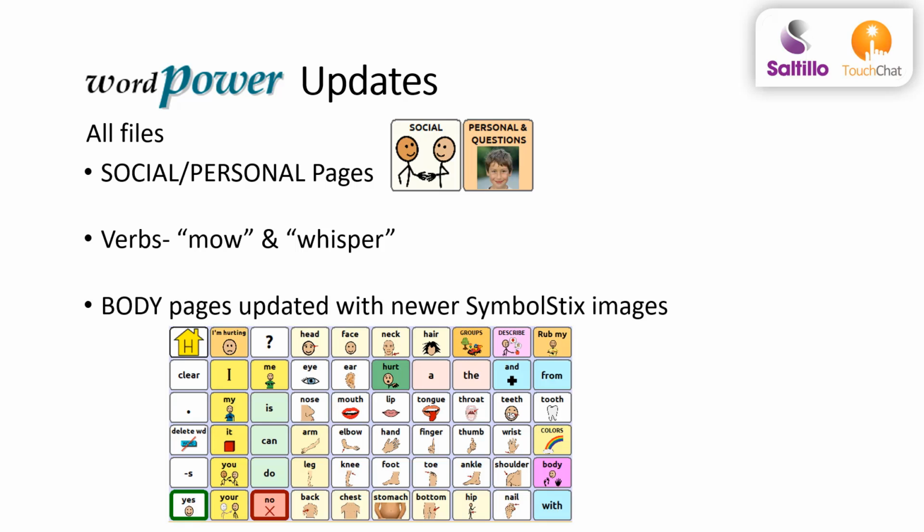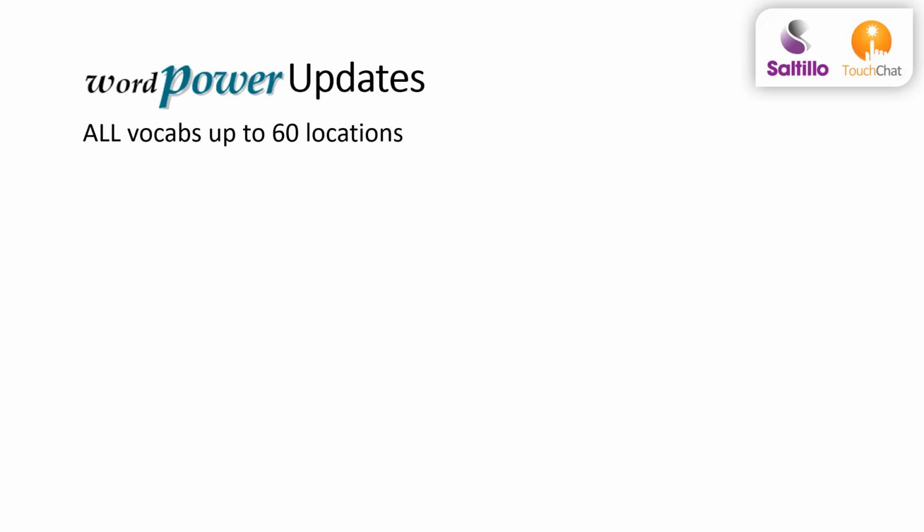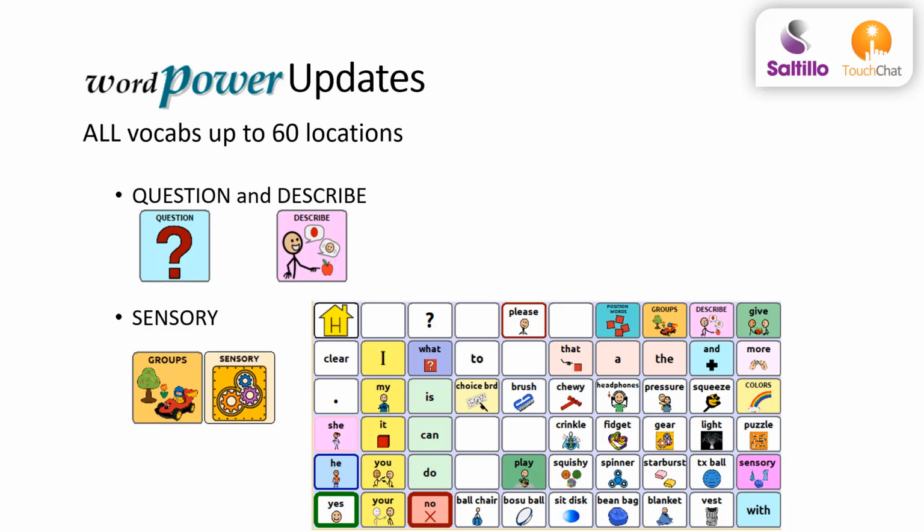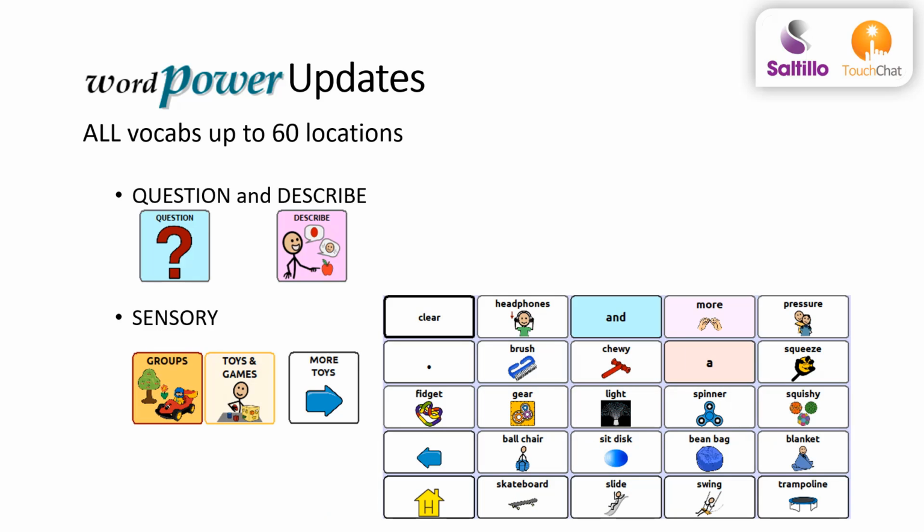The body page has been updated with some new stick symbols and additional words and functionality. The question and describe category buttons are spelled out rather than abbreviated up to the 60 location files. Sensory pages are now available. The 20 and 25 location files will have sensory items included under the toys pages.